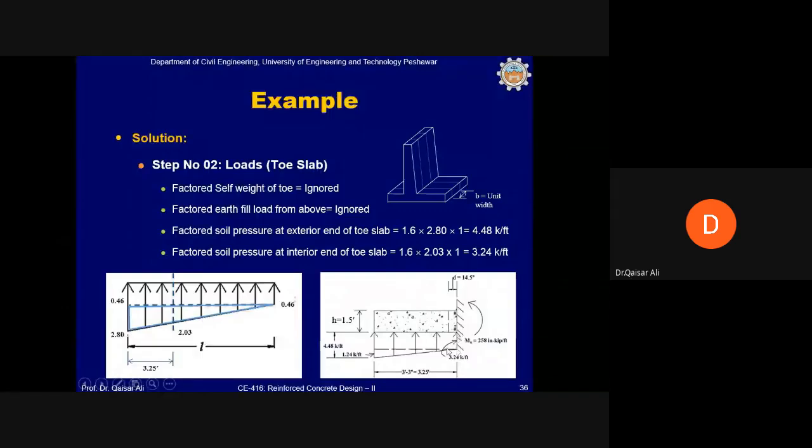Now we will draw a line like this. So one rectangle will be 3.24, and 3.24 multiplied by this distance, 3.25, will give us the weight acting in the upward direction. And then the remaining part, 4.48 minus 3.24, will be this ordinate of the triangle, 1.24. 1.24 multiplied by 3.25 divided by 2 will give us another weight. So if you want to calculate shear force and bending moment from this trapezoidal distribution of the soil pressure acting in the upward direction on the toe, we can calculate this easily.